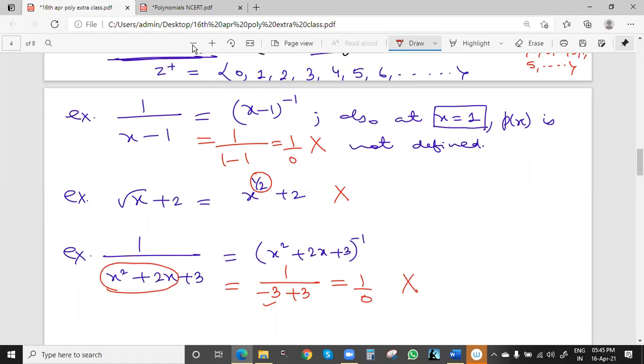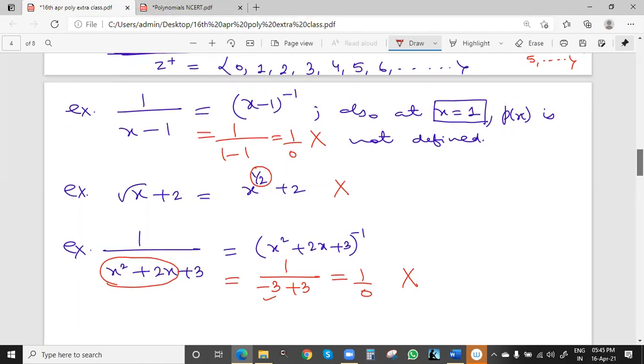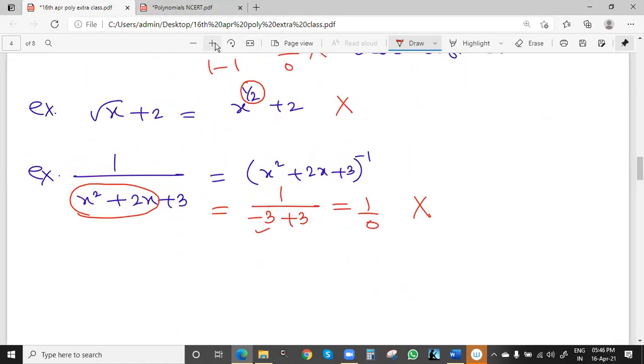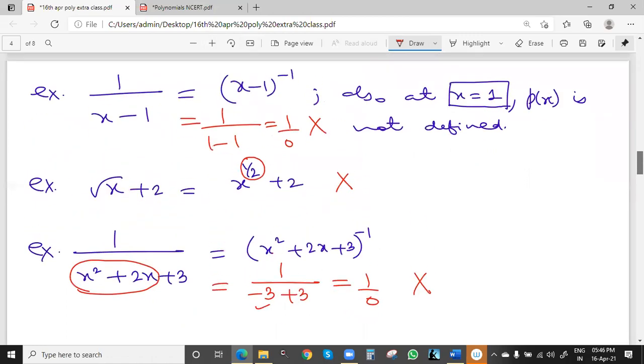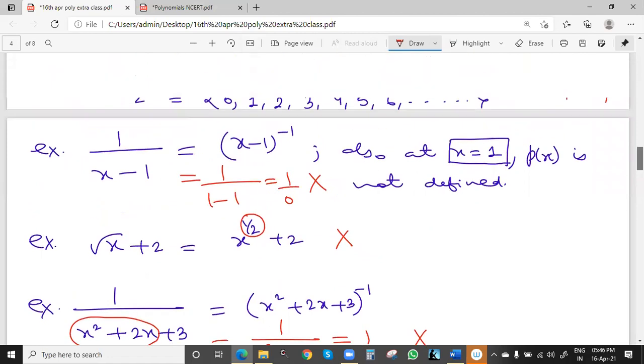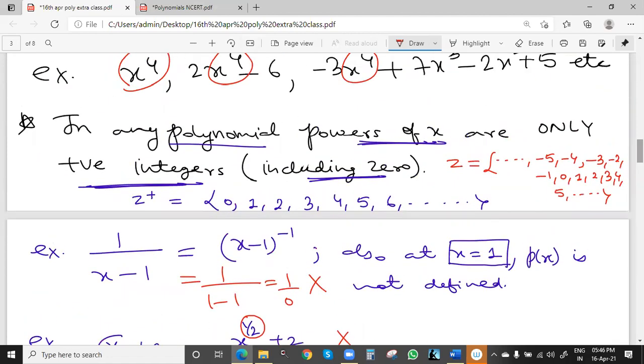Right. Next, I will give some questions, and accordingly you have to tell which type of polynomial it is, because in the book also they have given those questions. So understood now these 3 points: we have powers of x as positive integers, and for any real number, the polynomial is defined, not undefined.